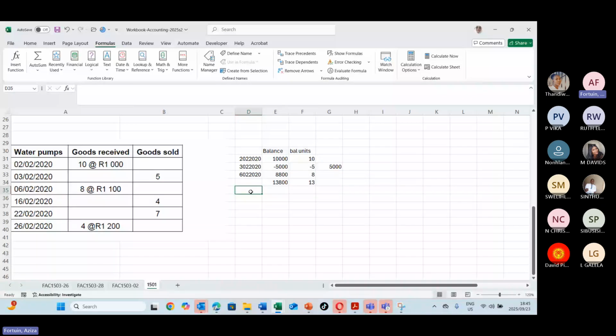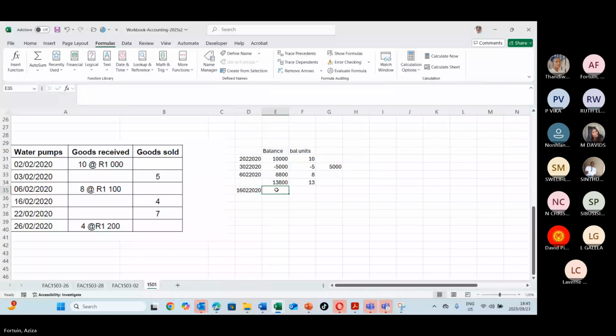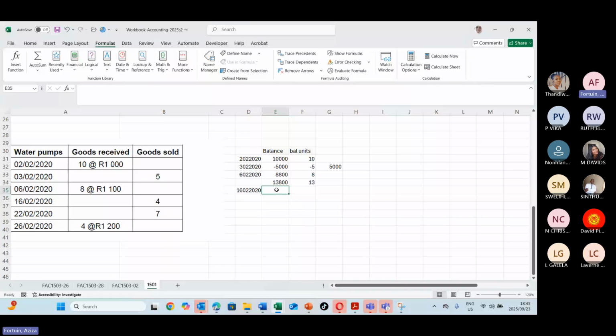On the 16th of the 2nd, 2020, we sold 4. So we minus 4,400. No, we don't. 4,800. Hold on, we don't. We minus. We've got 10. We've got 8 left. We've got 39 stock, right? But yes, we sold 4.